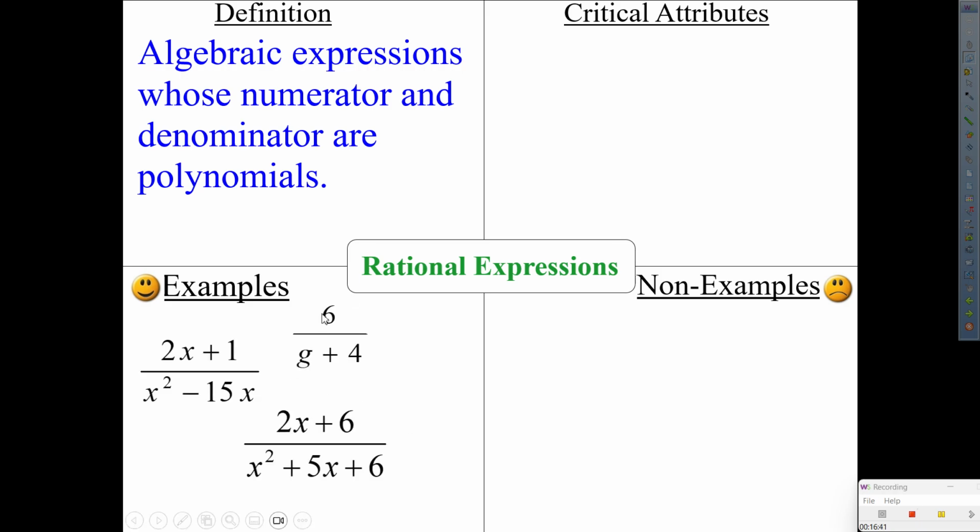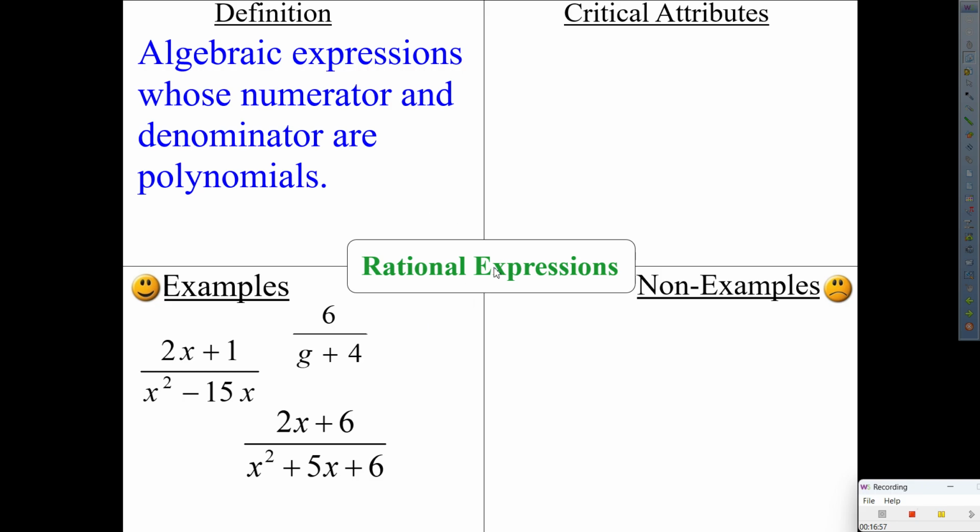Examples. Write these down. Here goes a rational expression: 6 over g plus 4. This one, 2x plus 1 over x squared minus 15x. This one, 2x plus 6 over x squared plus 5x plus 6. Write those down, please.